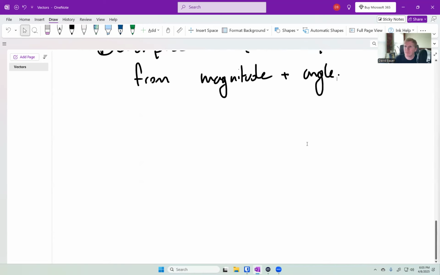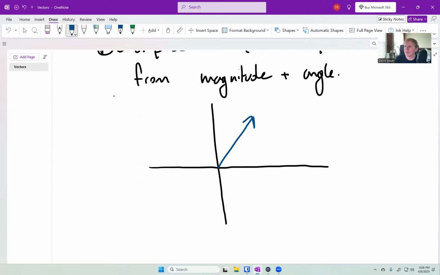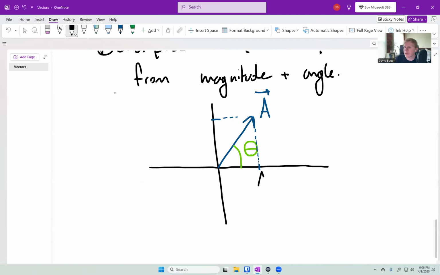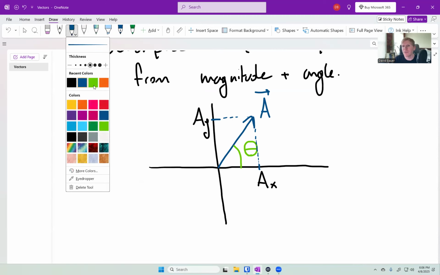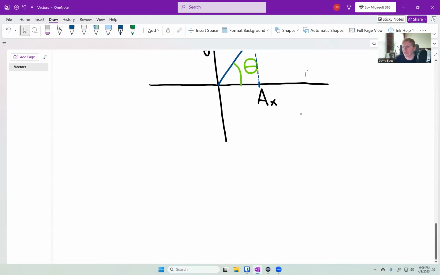Okay. So we can do that using trigonometry. Suppose this is my vector A, and let's say I have this angle from the positive x-axis. All right, so here's my x component and my y component. And this gives me a right triangle where the hypotenuse of the triangle is the magnitude of the vector, the length of the vector, and then the sides of the triangle are the components.